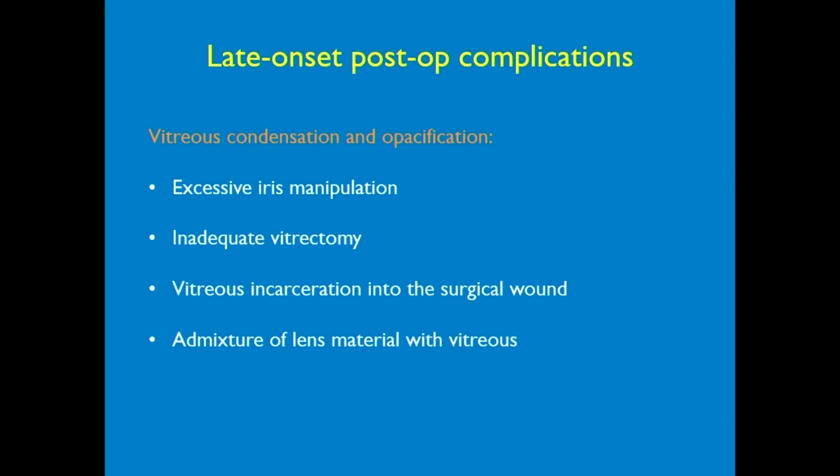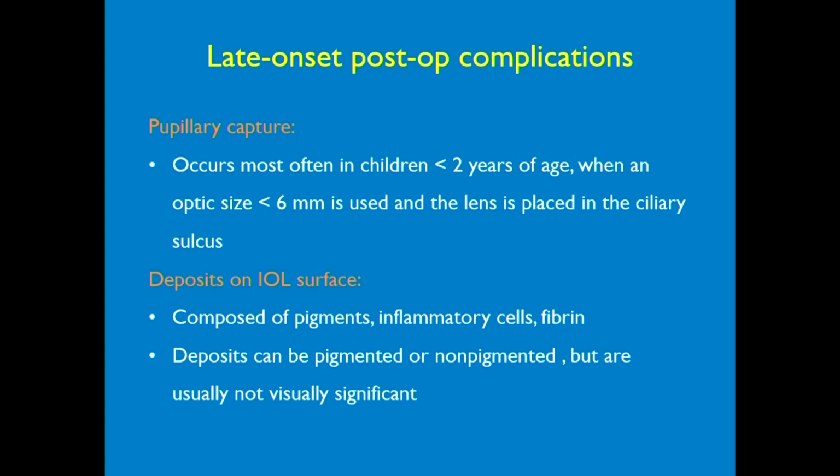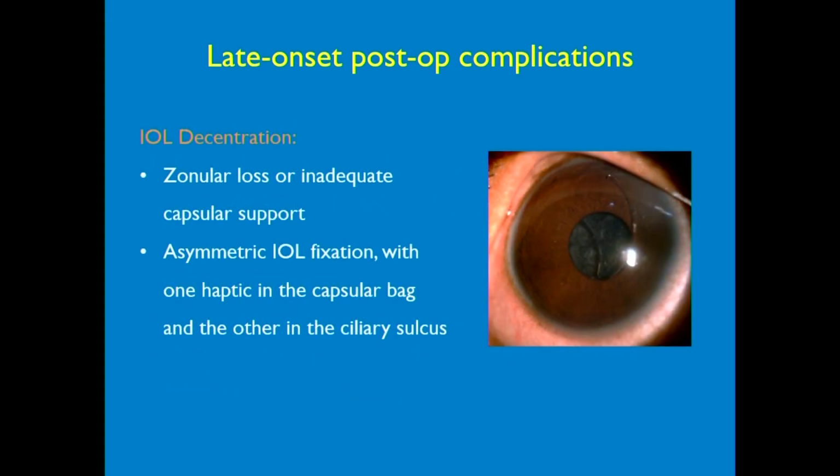Vitreous incarceration into the wound and lens material mixing with the vitreous can also lead to vitreous condensation and opacification. Some of the other ones that we see are pupillary capture. This can occur in younger children when you use a very small sized optic, and deposits on the IOL that we discussed, which could be due to inflammation and other pigments from the iris. These are not visually significant generally.